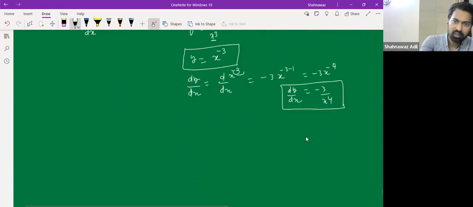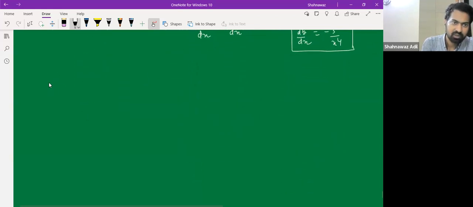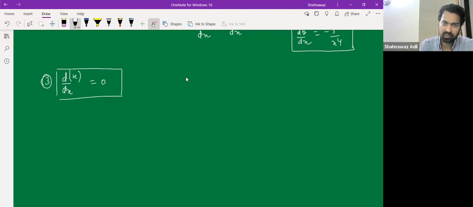Yeah, and then we have this third property, which is d by dx of a constant term. So this is 0, right? So let's say that if I want to calculate the d by dx of 3, so this would be 0. Is that clear, guys? Yes, sir. And how would this be 0? So d by dx of 3 into, we can write x to the power 0.